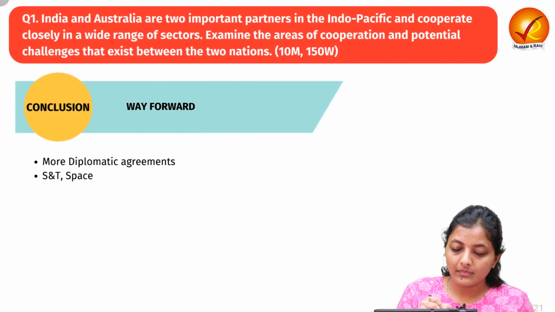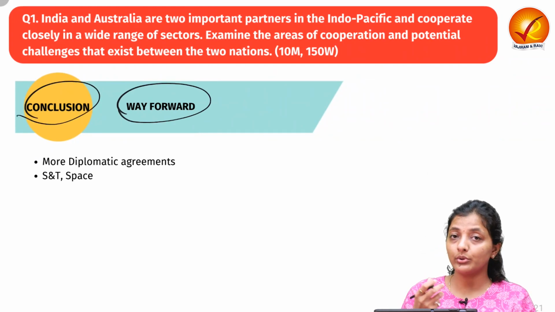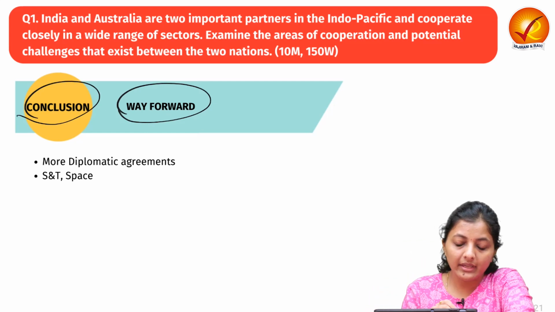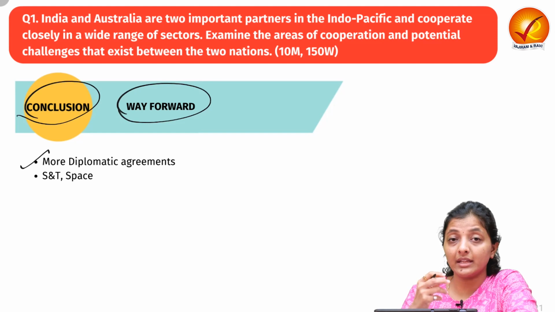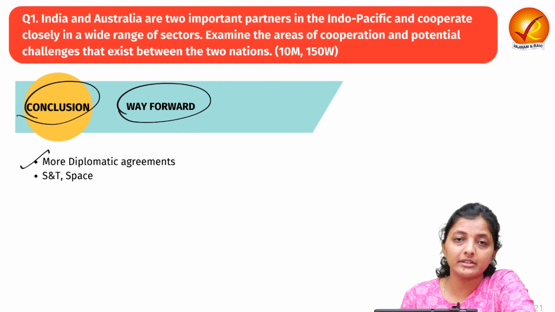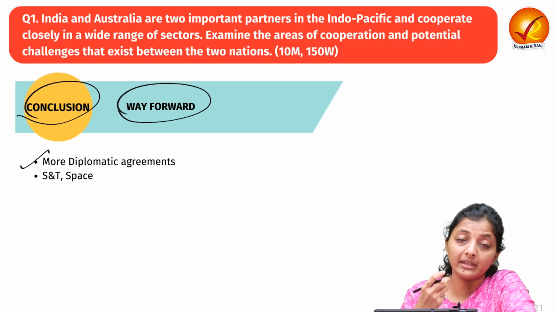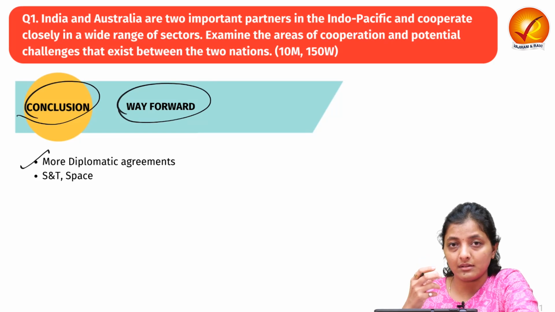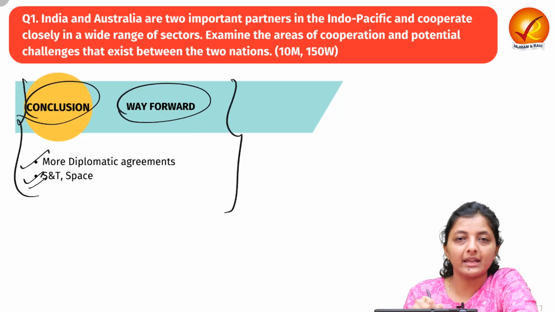Next comes the way forward or conclusion. So what can we do to enhance or deepen the bilateral ties? We can have more engagements, like diplomatic engagements. We can collaborate more on space technology, on science and tech, or cleaner energy, because every economy is transitioning from fossil fuel to renewable sources of energy. So we can use different supply chains, or we can complement each other. So this way we are concluding our answer.